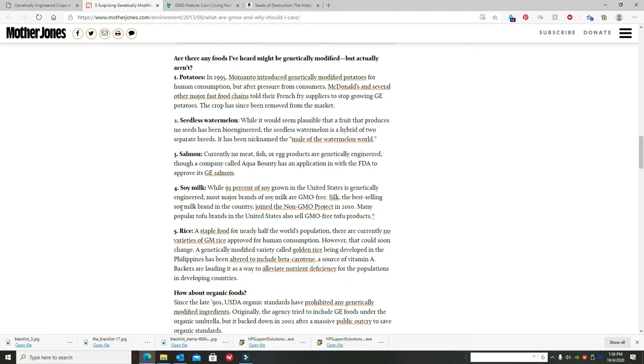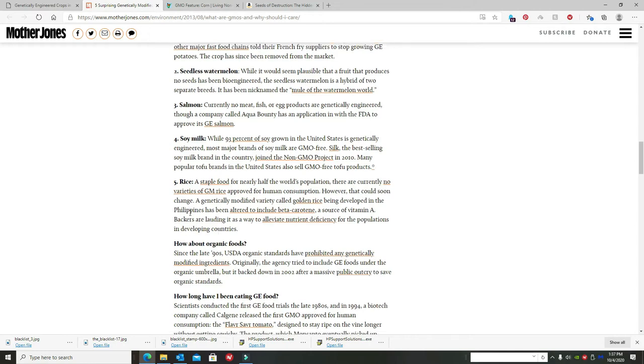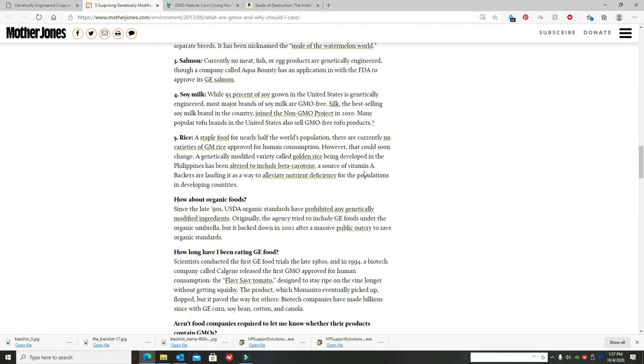Soy milk, you should never drink soy milk or eat anything soy unless it has that non-GMO sticker. 93% of the soy that's grown here in the United States is genetically engineered. Rice. I don't know if you're genetically engineered, but if you buy rice, you need to make sure that there wasn't cotton grown, because with that comes arsenic.